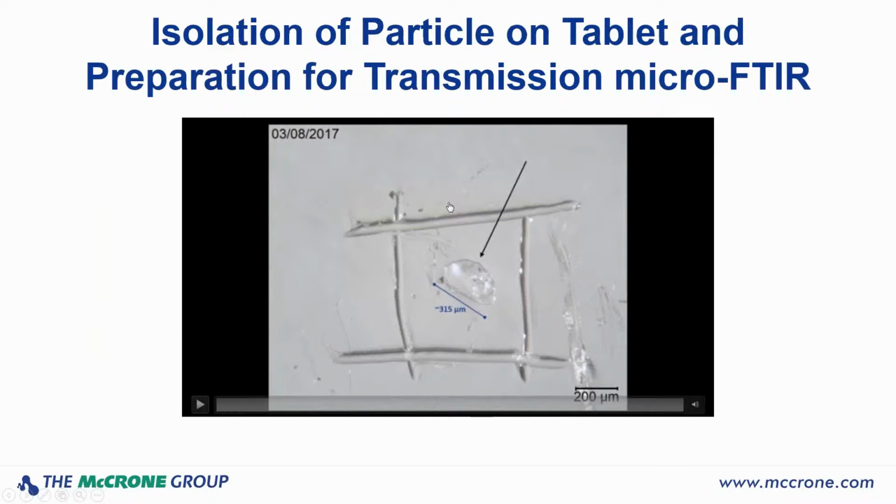Here's our sample that we've made now. We've isolated, we've cut our sample, we've got it prepped for infrared. The sample we have is about 315 micrometers. This is on a potassium bromide salt plate being observed in oblique illumination. So let's watch that process.